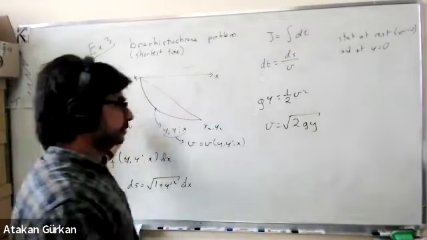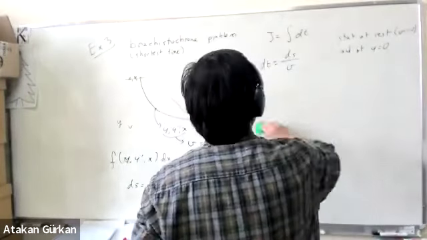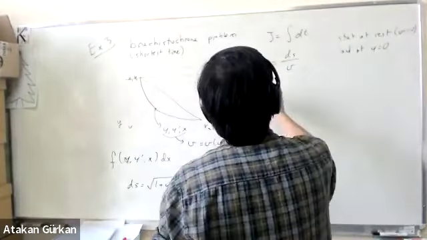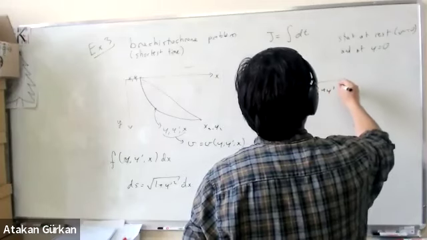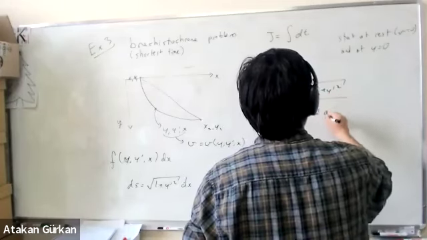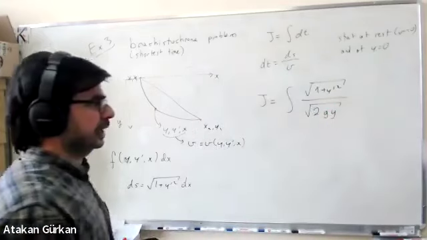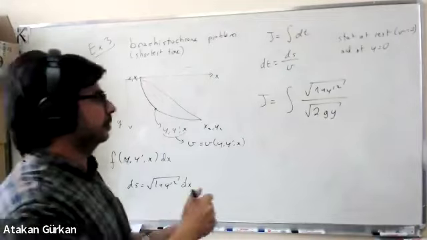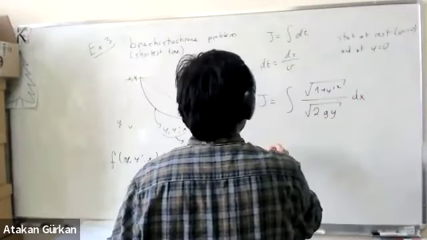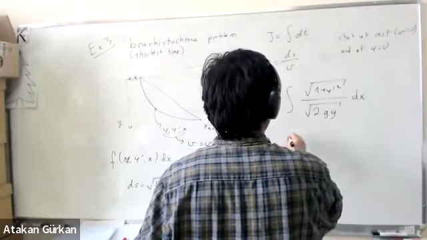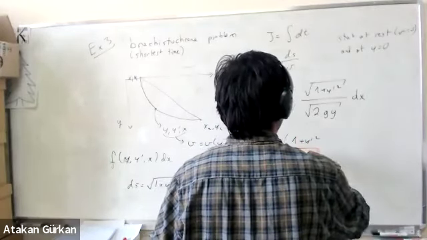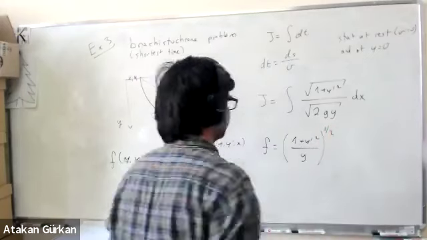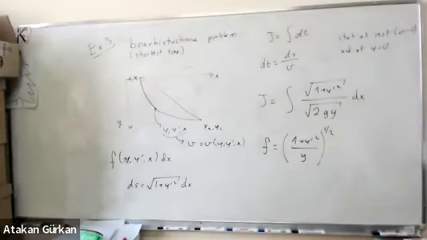Now my integral becomes, for ds I write this, 1 plus y prime squared divided by 2g y. I can take the square root of 2g out. It doesn't change anything. Times dx. So the function that I'm interested in is the square root of 1 plus y prime squared over y. You can neglect the constants. That's not going to change anything. And I can use Euler-Lagrange equations to solve this.